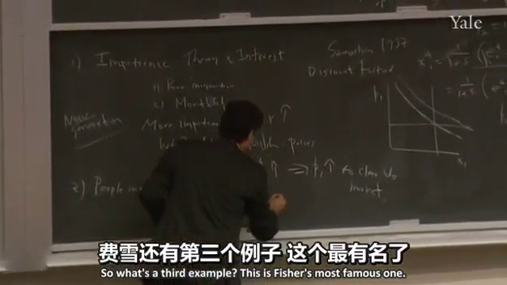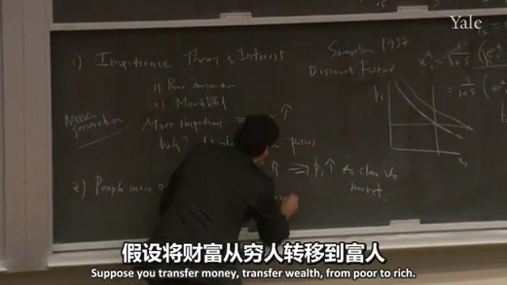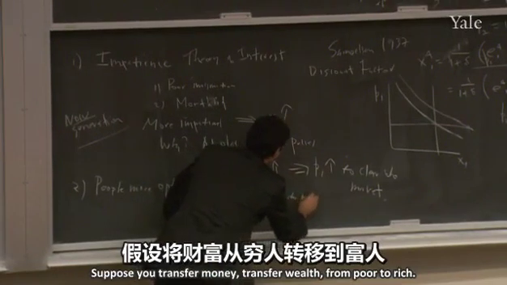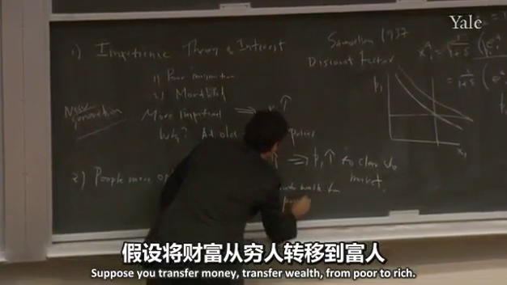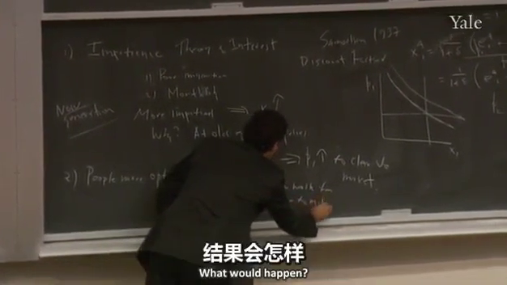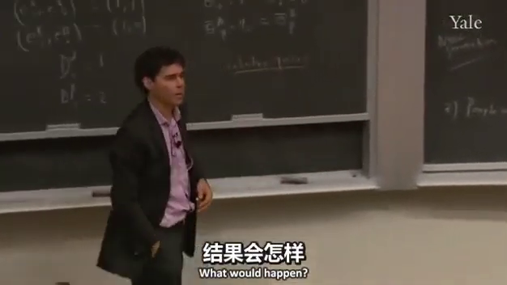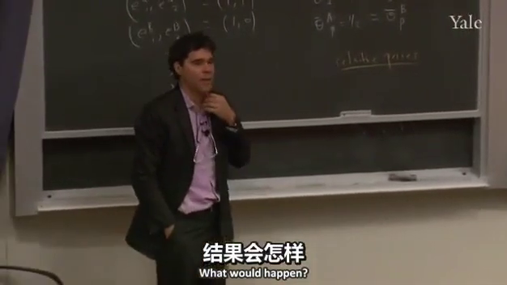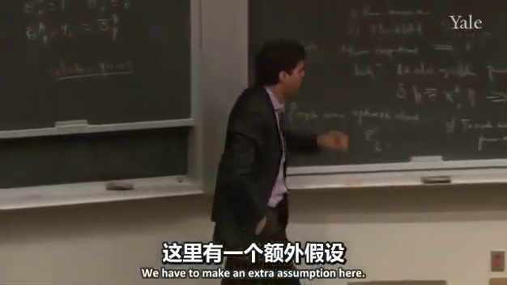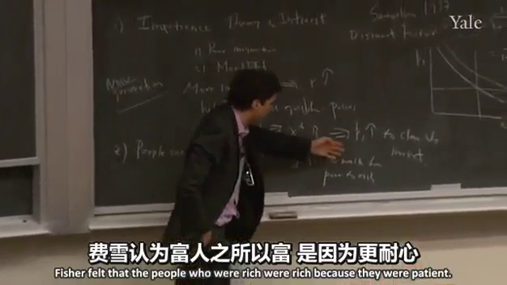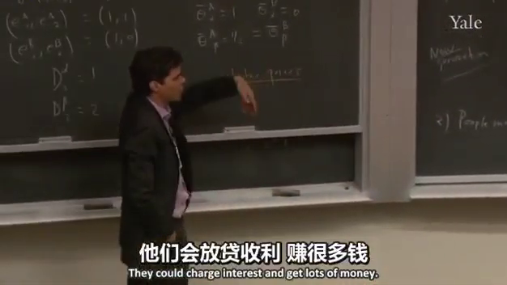Suppose, this is Fisher's most famous one, suppose you transfer money, transfer wealth from poor to rich. What would happen? Okay, we have to make an extra assumption here. Fisher felt that the people who were rich were rich because they were patient. Okay, they could charge interest and get lots of money.